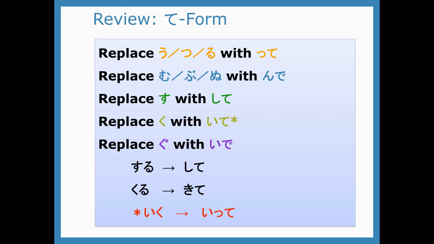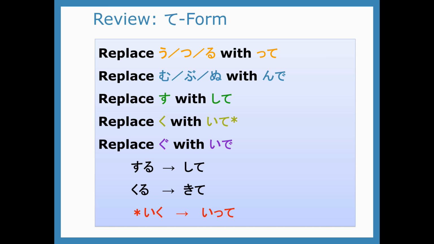With u verbs, it's a little more tricky because we have to look at the hiragana at the end of the verb. For u verbs that end in u, tsu, or ru, we make the te form by getting rid of the last syllable and putting te, that's with a small tsu. So, for example, the te form of au is atte. For matsu, it's matte. For kaeru, it's kaete.